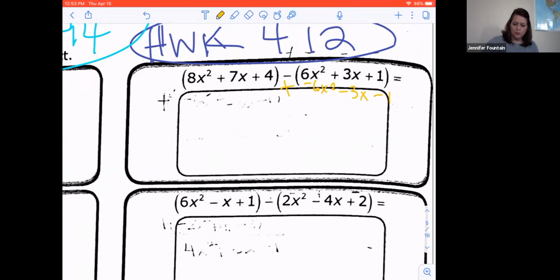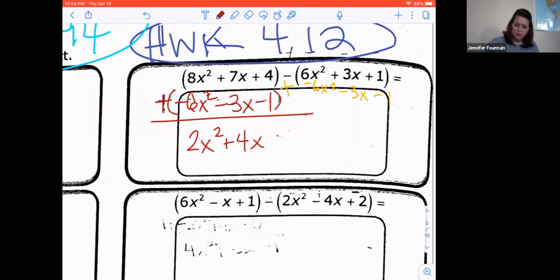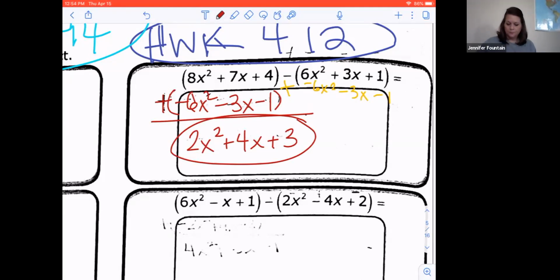And let me change my pen color to make it stand out a little bit better. So I'm going to add negative 6x squared minus 3x minus 1. So I end up with 2x squared plus 4x plus 3. Okay, so as I go through these, if you have any questions, if you missed it and you need me to explain it, let me know.